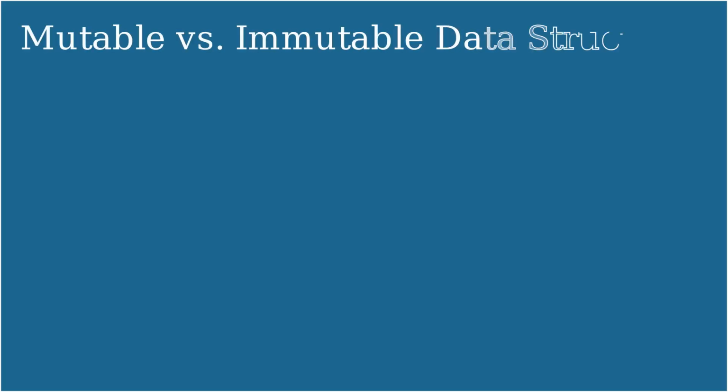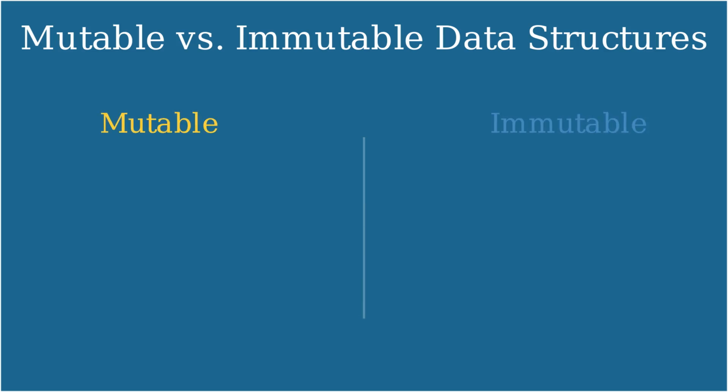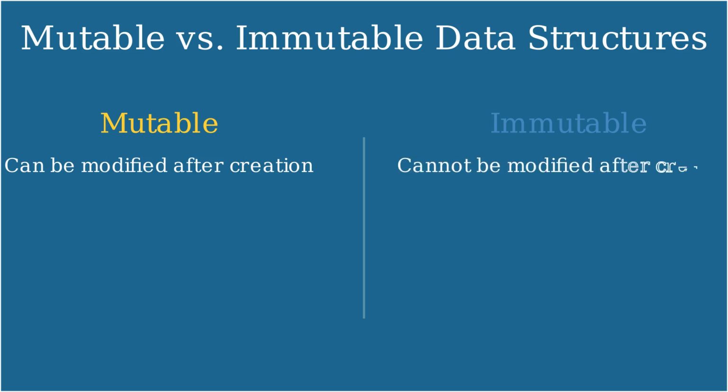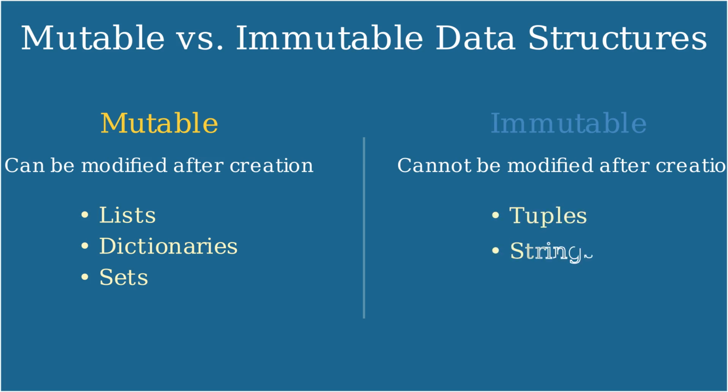Python data structures can be categorized as either mutable or immutable. This distinction is crucial for understanding how data is handled in Python. Mutable structures can be modified after they are created. Immutable structures cannot be changed once defined. Mutable data structures include lists, dictionaries, and sets. Immutable data structures include tuples, strings, and frozen sets.